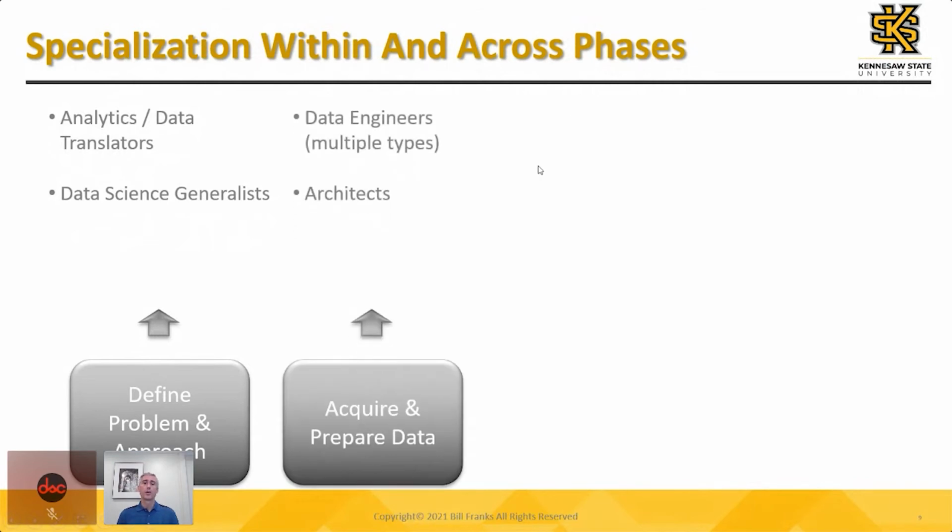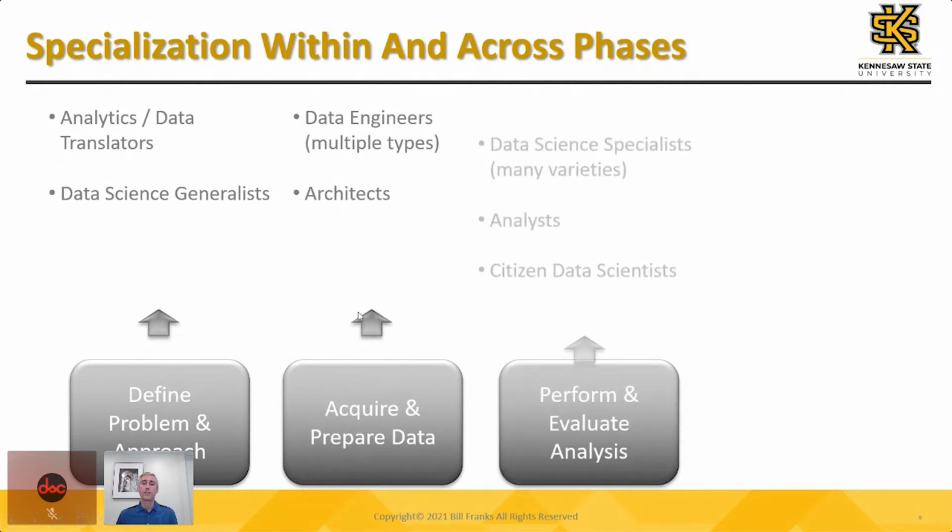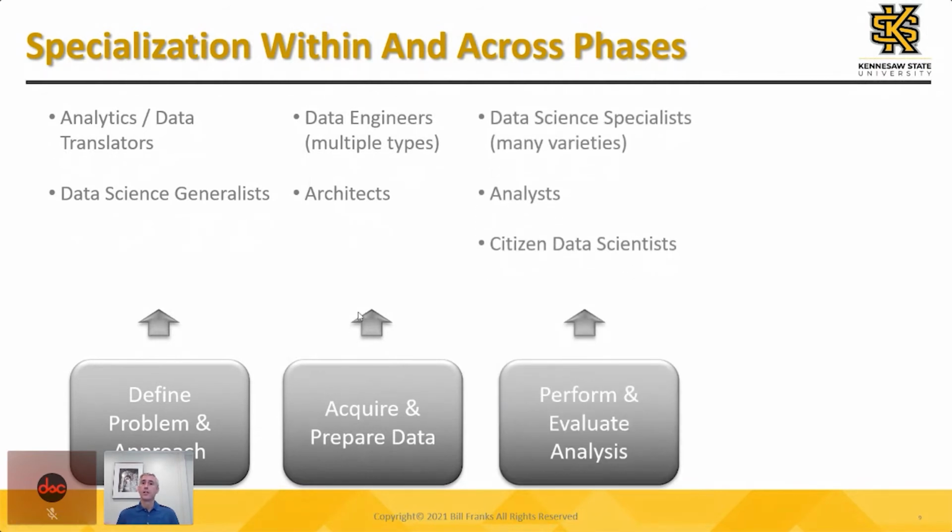We then move into acquiring and preparing the data. Data engineers come into play. We're already starting to see data engineers become specialized. Some may specialize in streaming, some may specialize in hybrid environments, et cetera, but they'll help to get that data available and ready. We then move into the classic modeling and evaluation phase. This is where data science specialists become critical. You might have someone who specializes in predictive modeling or image recognition or language processing.